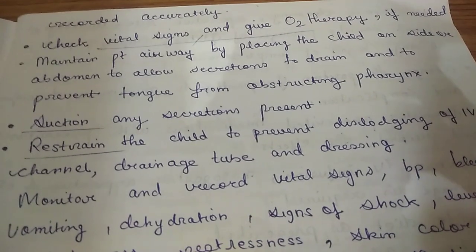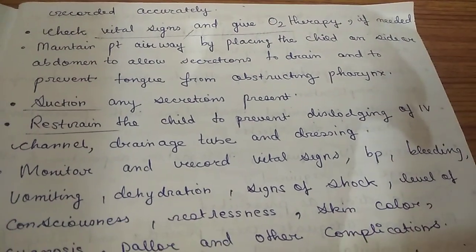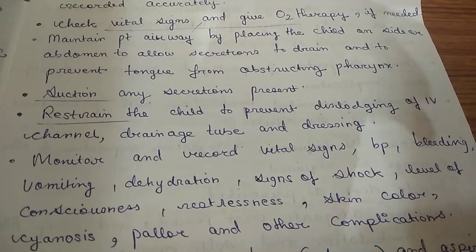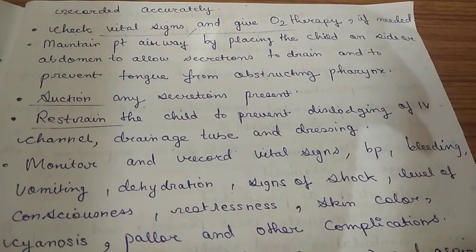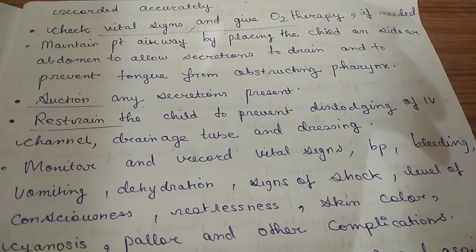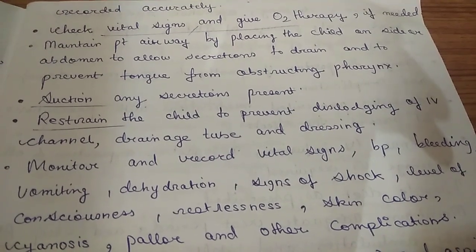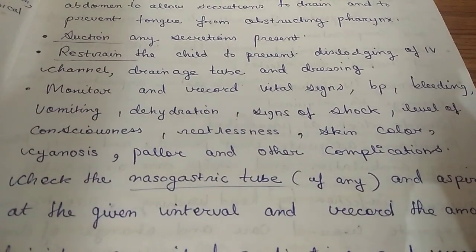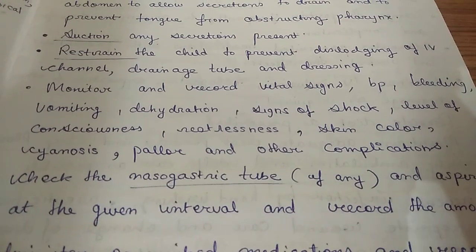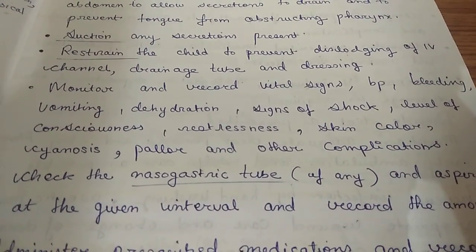We will suction any secretion which is present, then restrain the child to prevent dislodging of the IV cannula and drainage tube and dressing. So restraint we will use for preventing any dislodgement of the IV cannula or drainage tube and dressing, etc. Okay, then we will see monitoring and recording of the vital signs: BP, bleeding, vomiting, diarrhea, signs of any shock, level of consciousness, restlessness, skin color, cyanosis, pallor, and other complications if present.